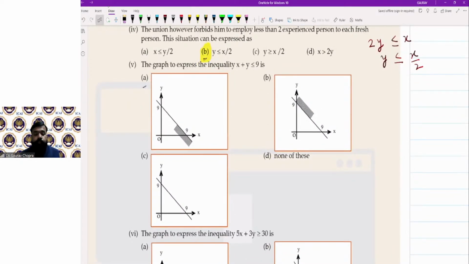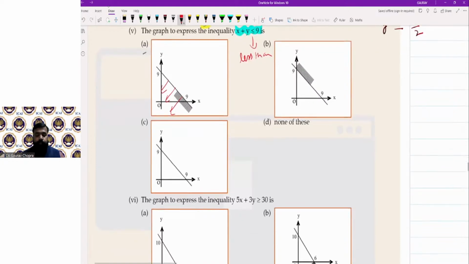Fourth one. The graph of inequality x plus y less than equal to 9. Now since it is less than, the shaded area will be towards the origin. Towards origin, that means inside area. So this will be the required area. Option number A.